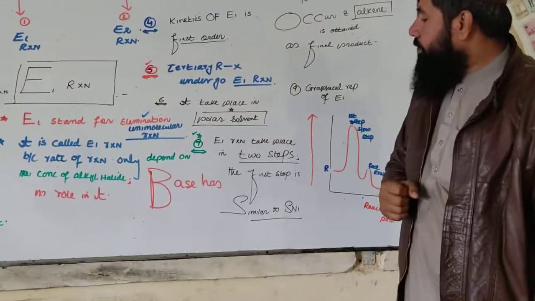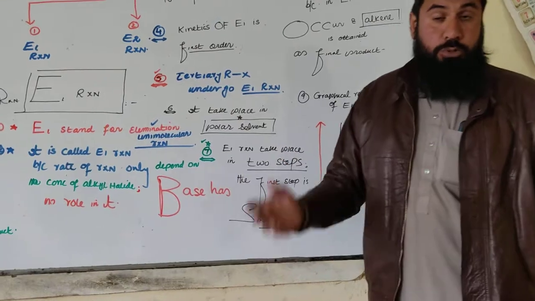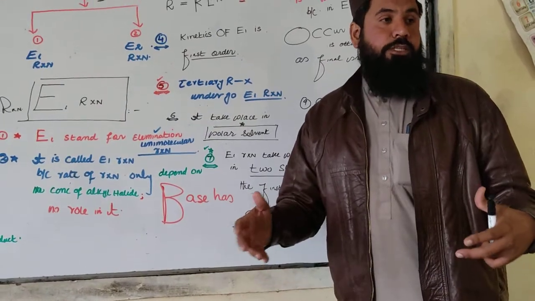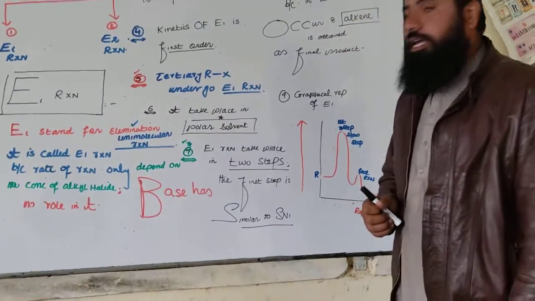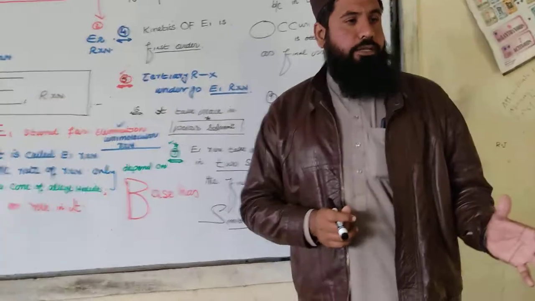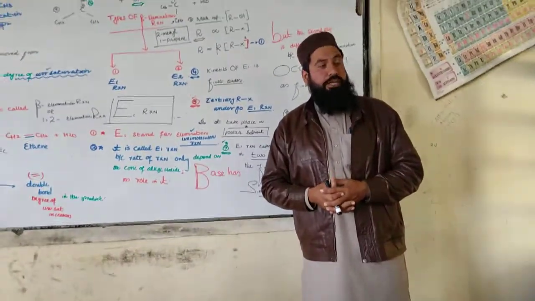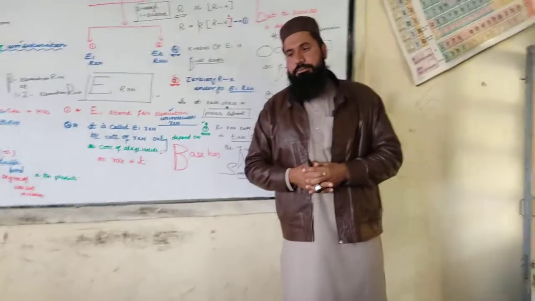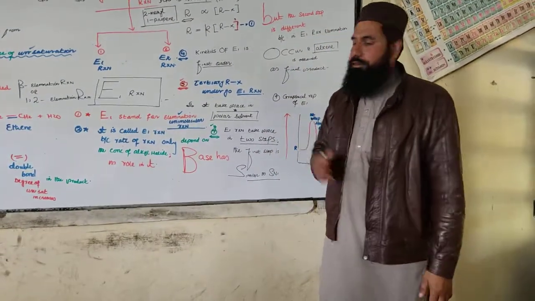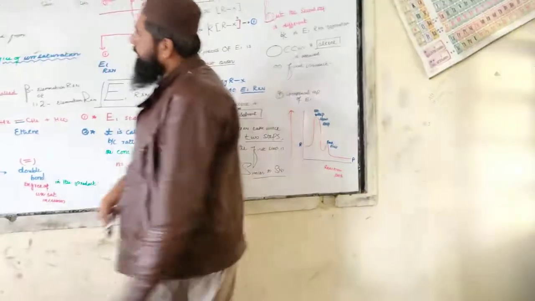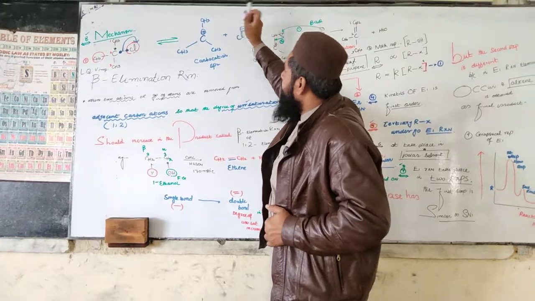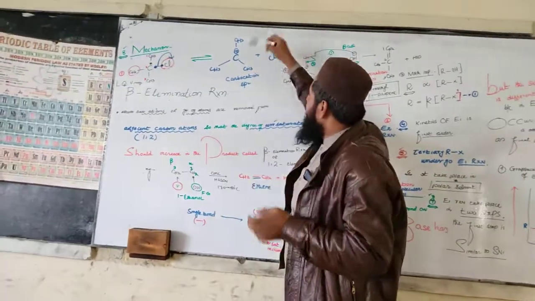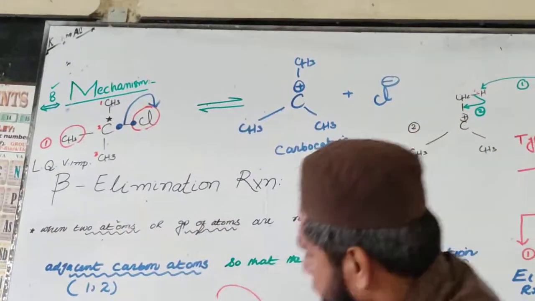Seventh, as I told you, E1 reactions take place in two steps. These are two-stepped elimination reactions. In the first step, a carbocation is formed, and then the removal takes place in the second step. This is the mechanism for you. In the first step, a carbocation is formed, and in the second step, a base comes and abstracts one of the protons.